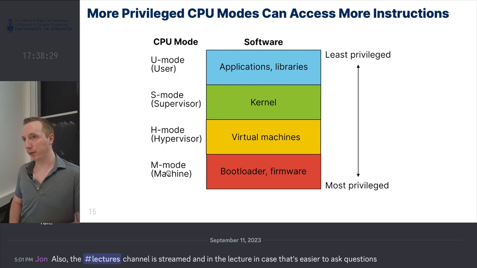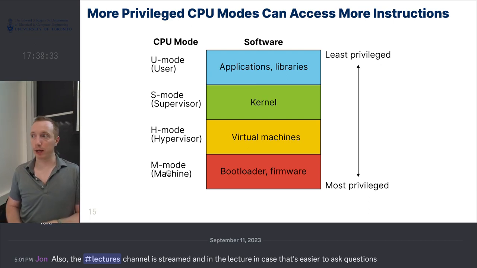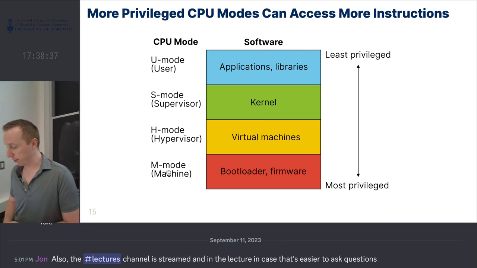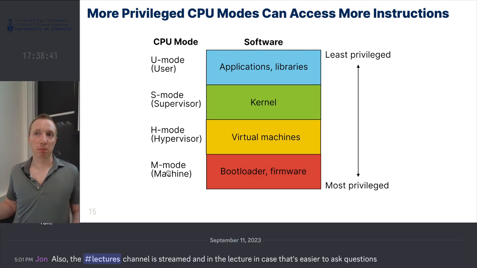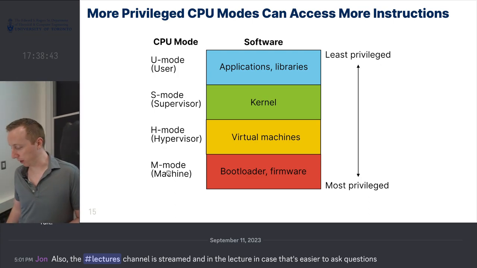And then at the very bottom, there's machine mode or M mode, and that just has unrestricted access to every single instruction. That's what you did in 243, where there were no barriers. You could just execute any old instruction you wanted to. So that's like real low-level embedded code where you're running one application, you don't need security or anything like that.